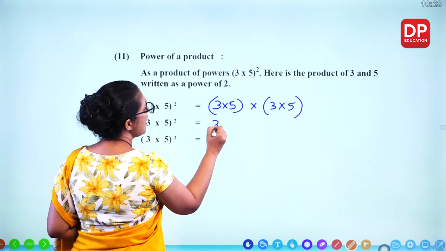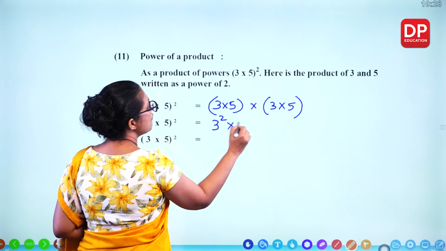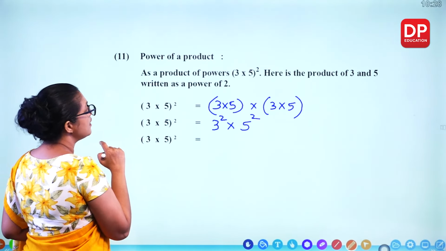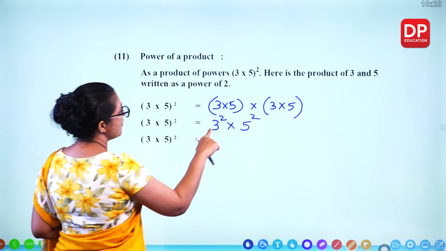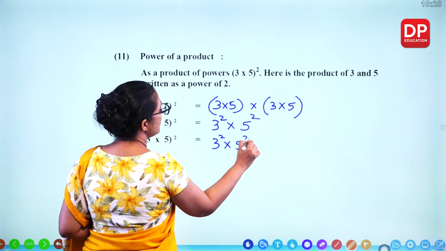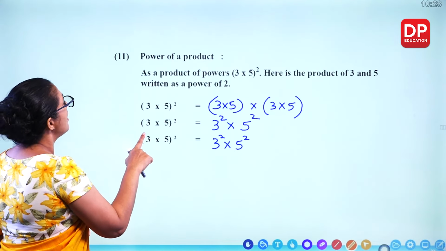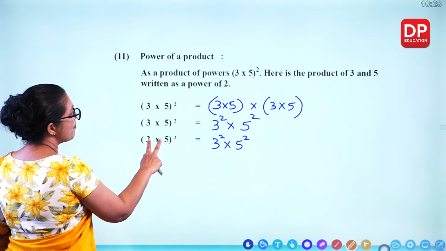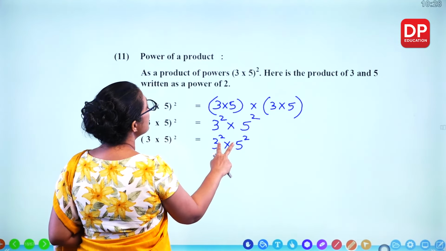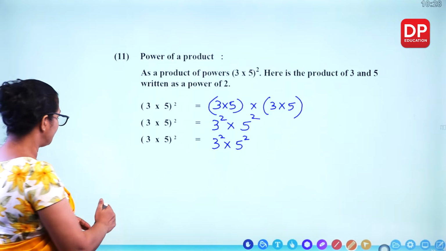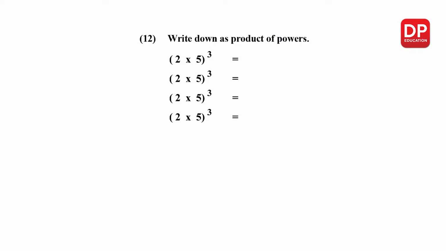How many 3's are there? 1, 2. How many 5's are there? 2. Then what's the value? We can write it as 3 squared and 5 squared. Now this is a power of a product. A power of a product we can write as separate powers. Write down as a product of powers.